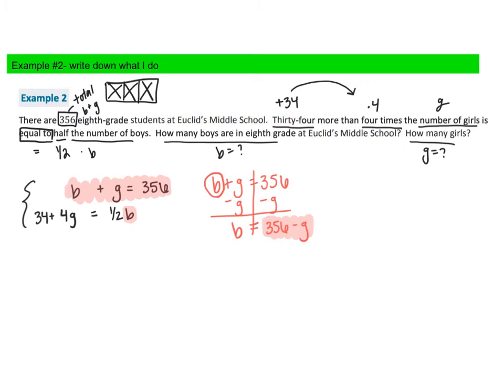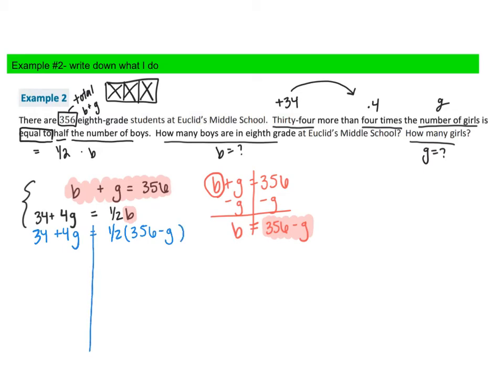So here we go. 34 plus 4 times the number of girls equals 1/2 times b. And now we know that b is 356 minus g. All right, from there, we're just going to solve algebraically.